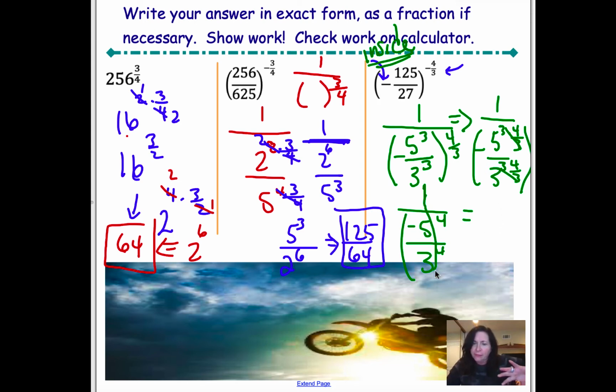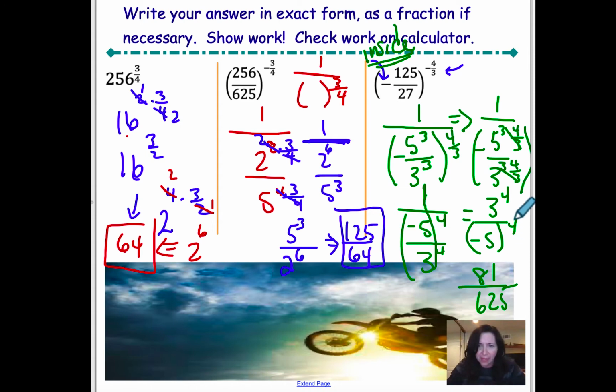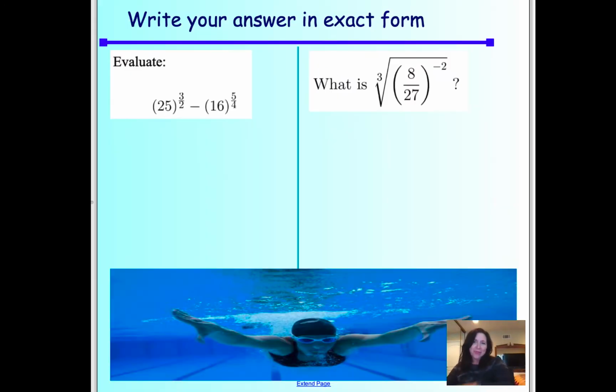And so when I flip this, I get 3 to the 4th on top over negative 5 to the 4th on the denominator. And so that's going to be 3 to the 4th, which is 81 over, what is that, 625? Okay. And so that just gave me a negative 5 times a negative 5 times a negative 5 times a negative 5, which made positive. Nice. Okay, moving on.